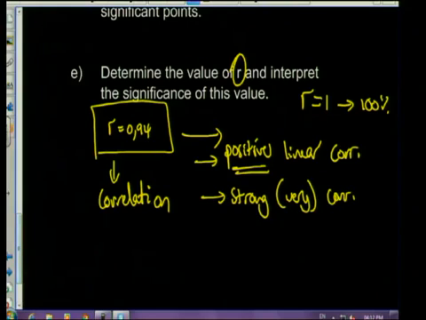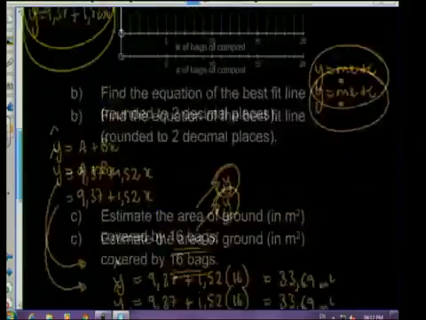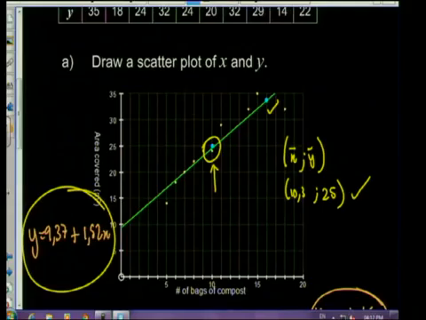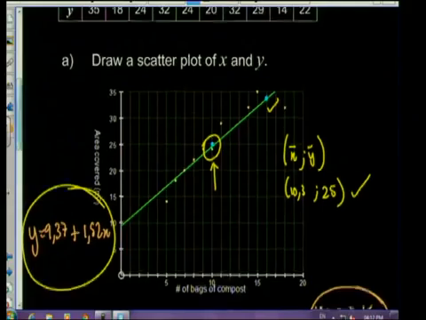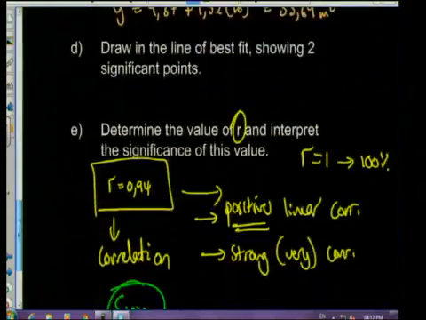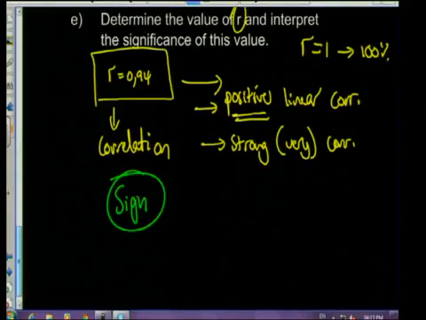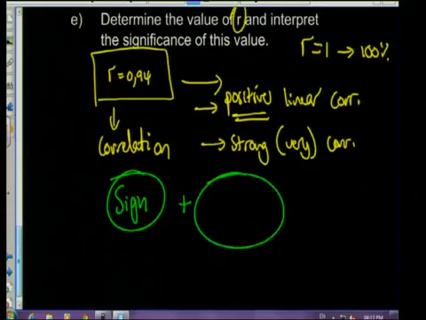Please remember that you're always talking about the sign, because a negative correlation would have just meant that you were going the opposite direction. So positive correlation talks about an increasing function. There is a positive correlation, so you always want the sign, and you also need to include in your answer the strength.